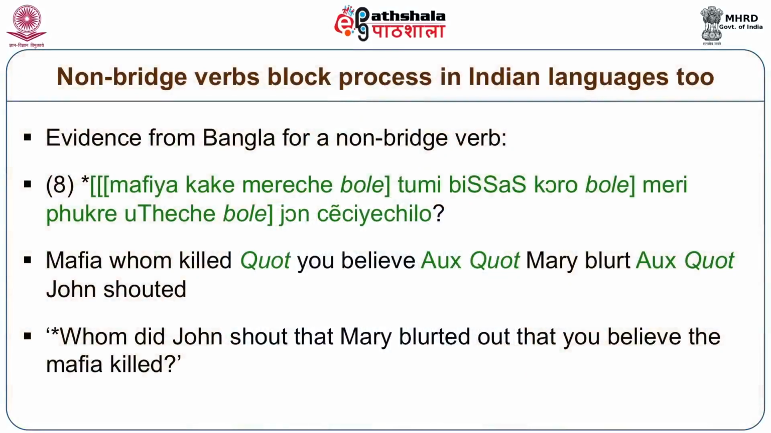We'll give you one example to make the point. In example 8 from Bangla, instead of a bridge verb, we have substituted phukre utheche, which is blurted out, in the second sentence down, and in the top clause, the root sentence, we have substituted chechiye chilo, which means shouted. The result is it's a bad sentence. You cannot say example 8, which is literally whom did John shout that Mary blurted out that you believe that the mafia killed.